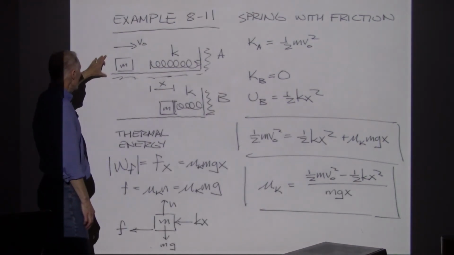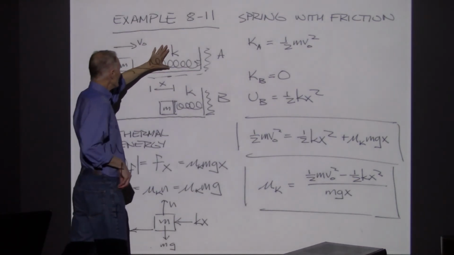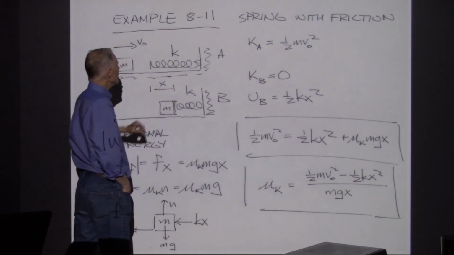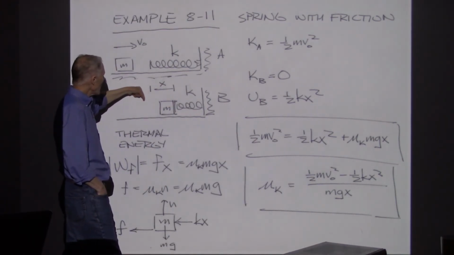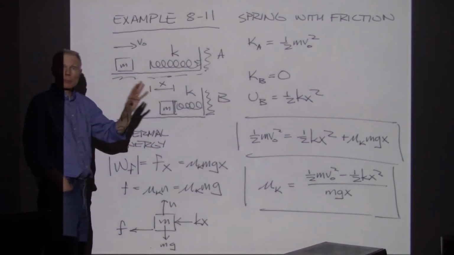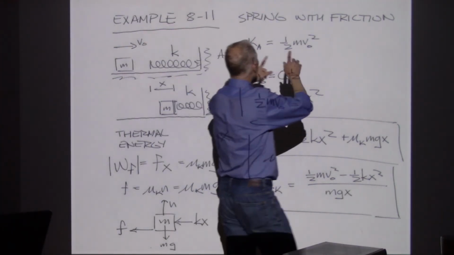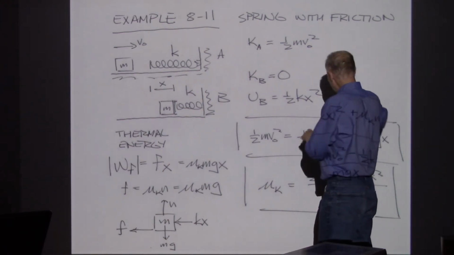So picture A, this block is zipping along at some initial speed. It hits the spring with force constant K, and that's picture A. Now in picture B, the block has slowed down and stopped due to the presence of the spring. And so in picture B, we're going to have potential energy in the spring. I guess that's it. So we're going to do it first of all without friction. No, I guess we're going to do it with friction.